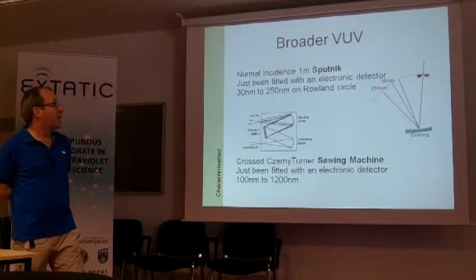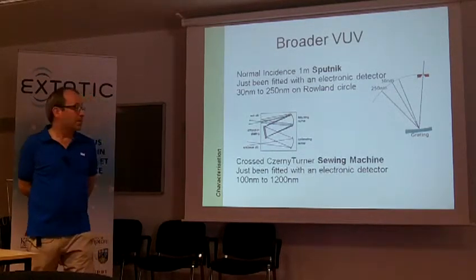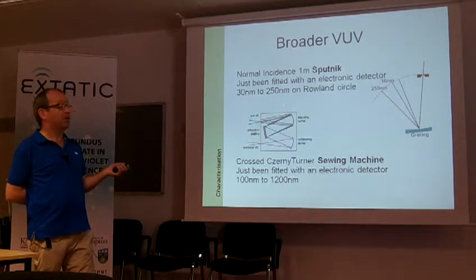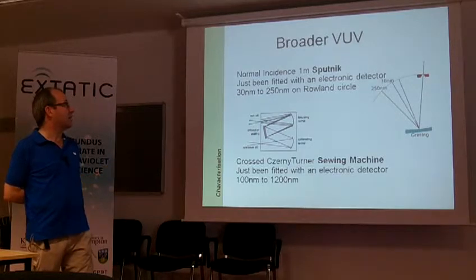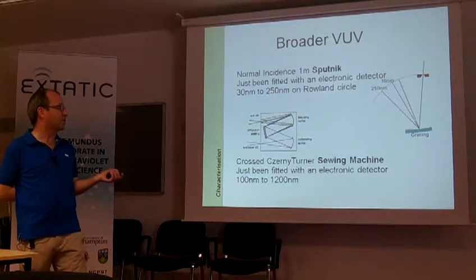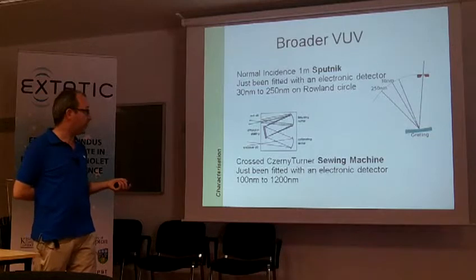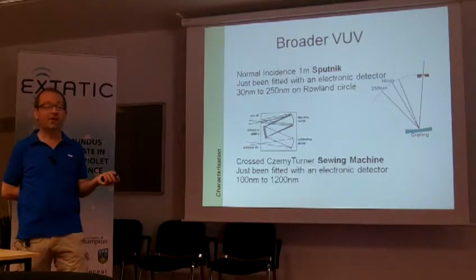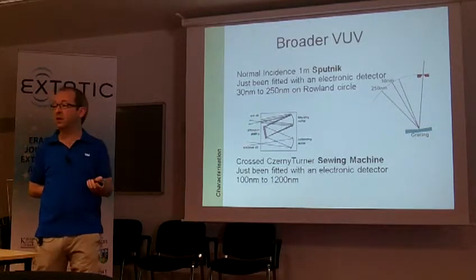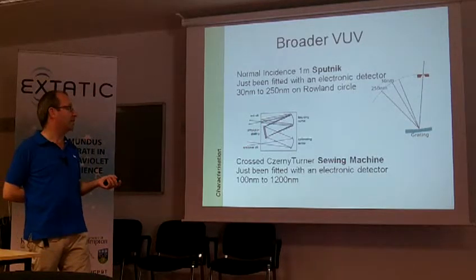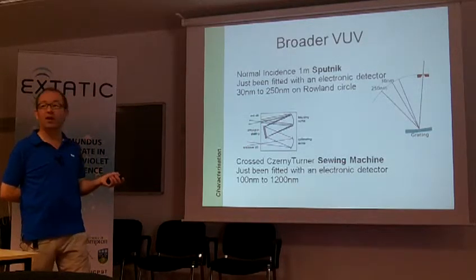We have broader VUV characterization systems. We have a 1 meter normal incidence system that works between about 30 and 250 nanometers. And we have Czerny-Turners, and both of these systems have recently been fitted with electronic detection. We have a cross Czerny-Turner system which allows us to look at the vacuum ultraviolet as well. And the vacuum ultraviolet is going to be important in Garum's project because we're going to be able to use it to look at plasma temperatures and plasma densities, hopefully, by looking at line widths and line heights.